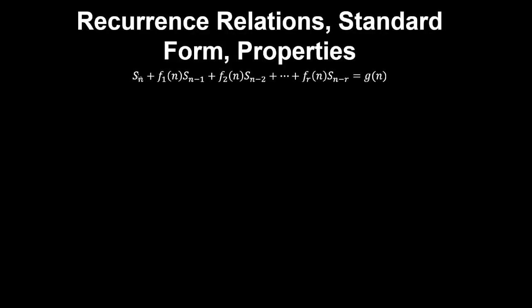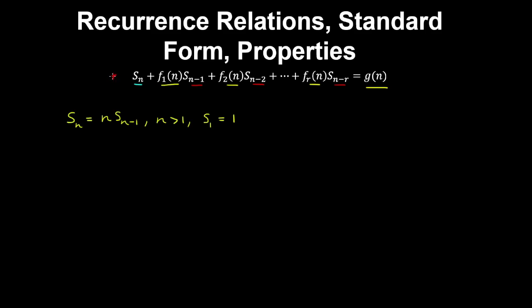Recurrence relations can be written in the following standard form. And recall our example of the recurrence relation that describes the terms in a factorial sequence, where n was greater than 1 and we had an initial condition of 1. So here we have the terms in the sequence depending on the following previous terms, and these here are known as the coefficients. And on the right hand side we have some function of n.